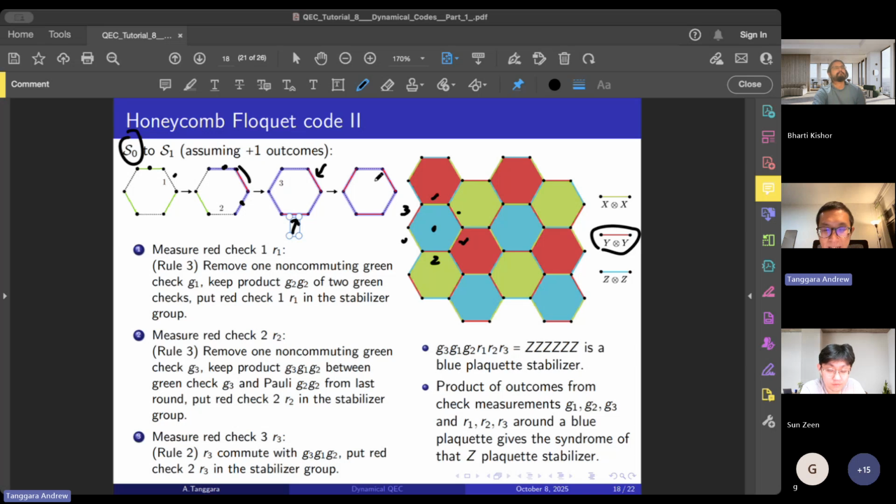What I basically need to do with this is look at all these blue plaquette stabilizers and do the same 3 steps. Note that this 6 qubit stabilizer is the product of green checks. So these are X stabilizers, right? But that's not what we really want. We want this to be Z. Oh no, sorry, Z.